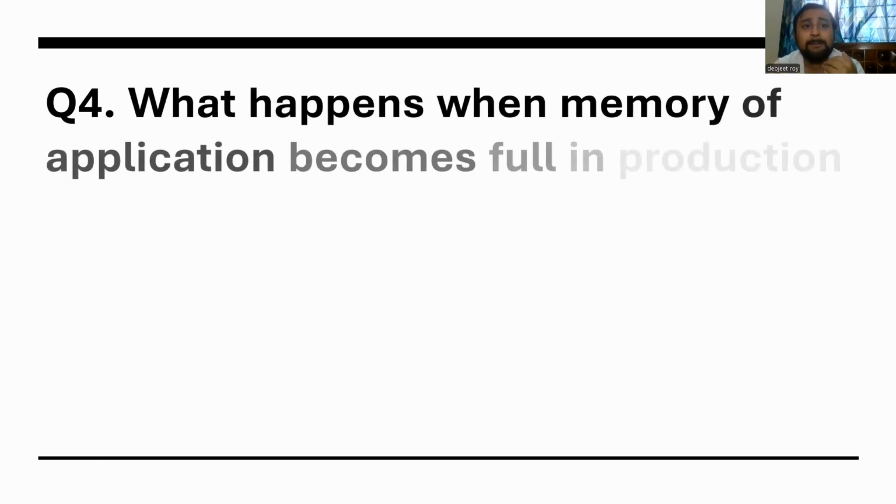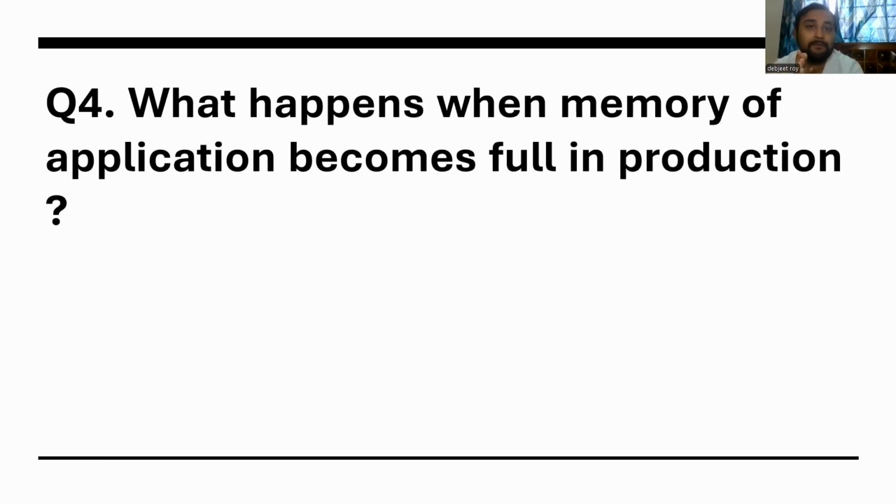So the next question is, what happens when the memory of an application becomes full? It may happen, right? There are millions of records coming in and your code is not able to handle that many records. Maybe your application is not that scalable as of now. The code is not written in that format, so that it can handle millions of requests from the client. So what will happen if it goes out of memory?